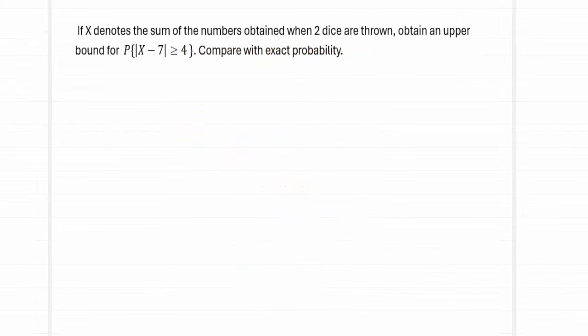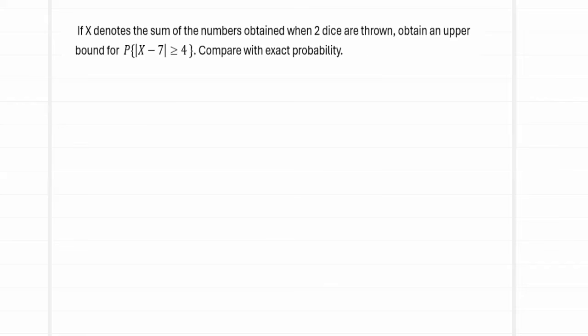The problem for evaluation over here is: let X denote the sum of the numbers obtained when two dice are thrown. Obtain an upper bound for the probability of |X minus 7| greater than or equal to 4 and compare it with the exact probability. So we will be obtaining the upper bound using Chebyshev's, and we will also be evaluating the exact probability, and we will try to compare both the values.